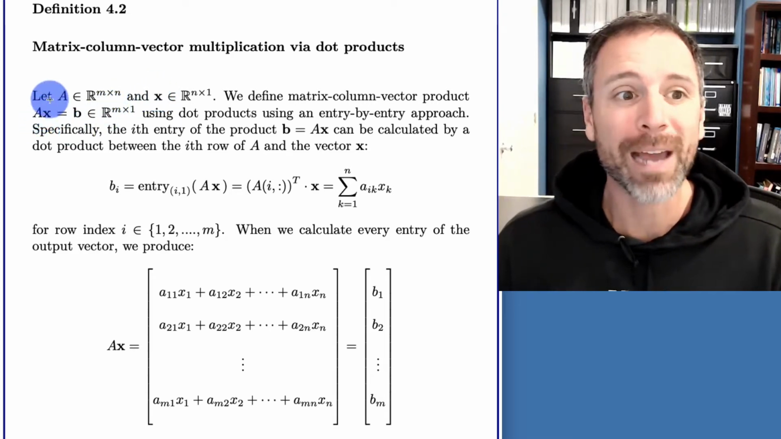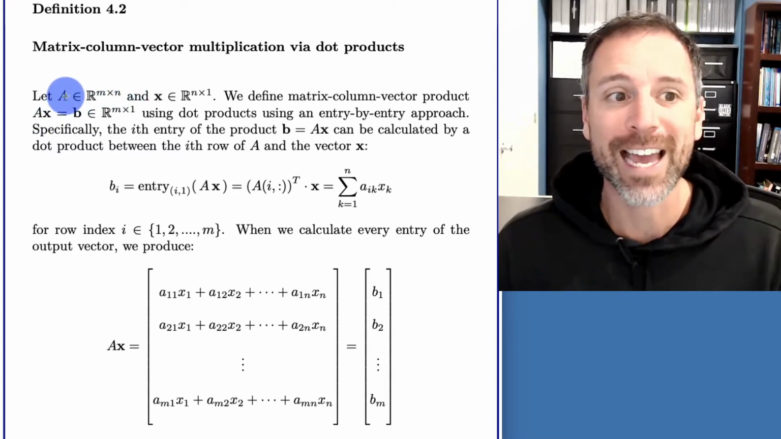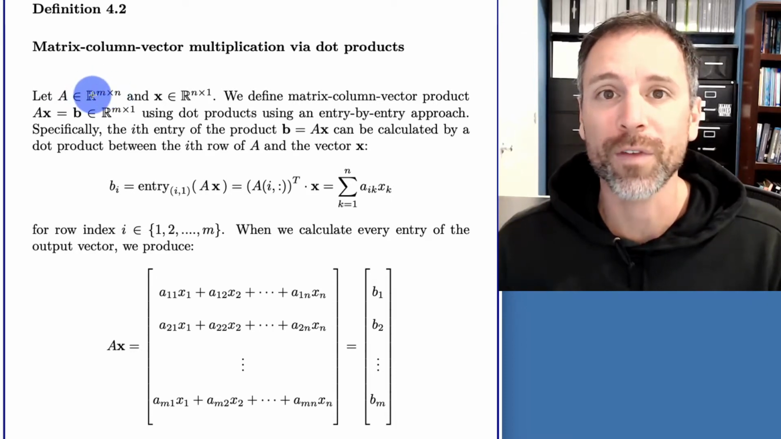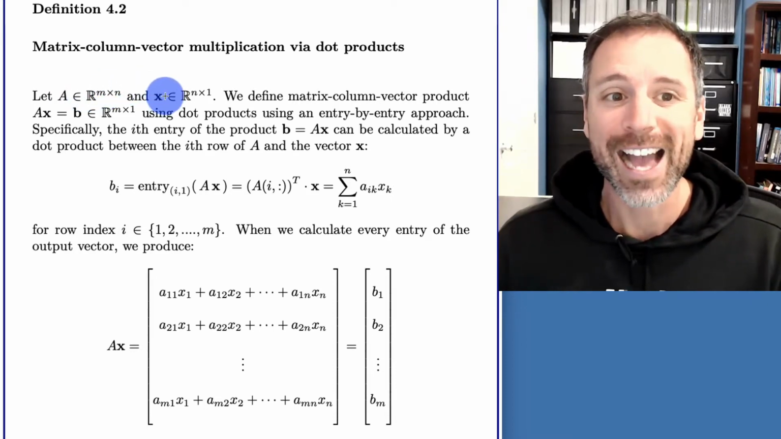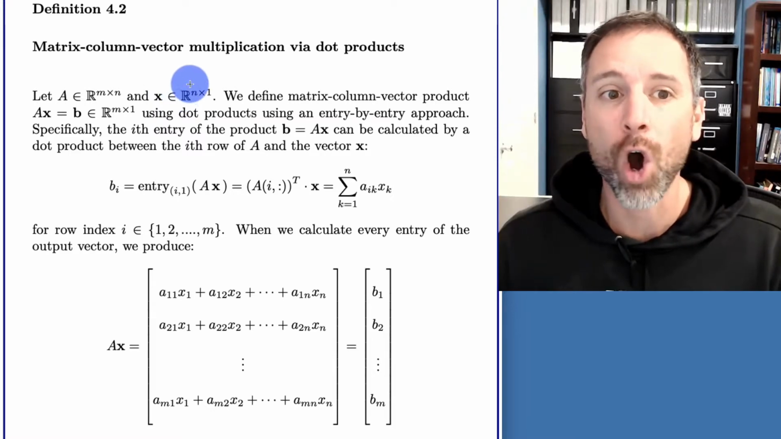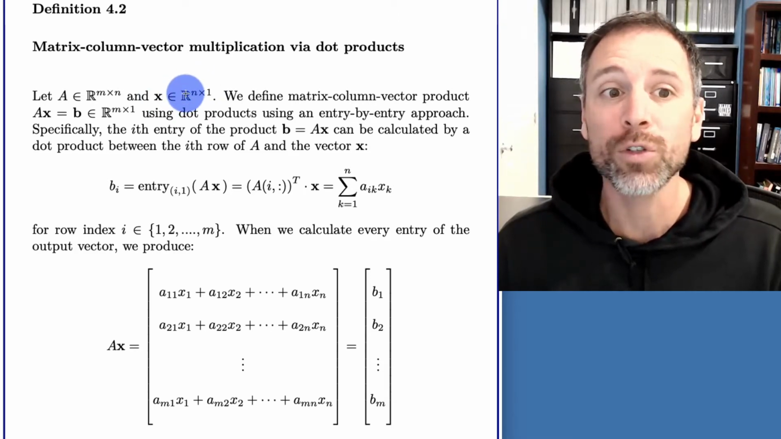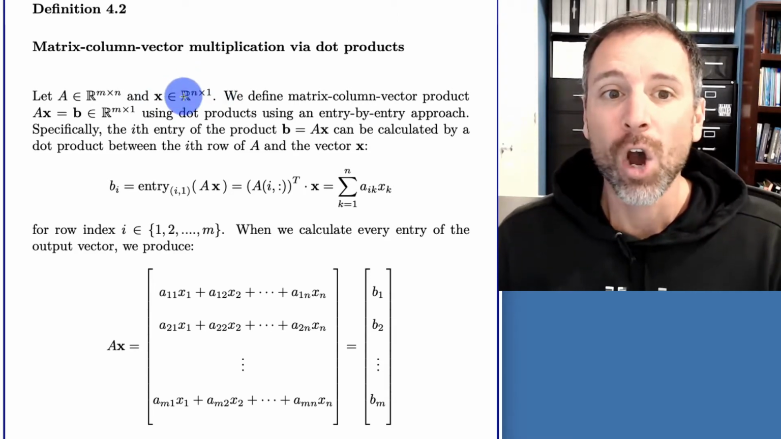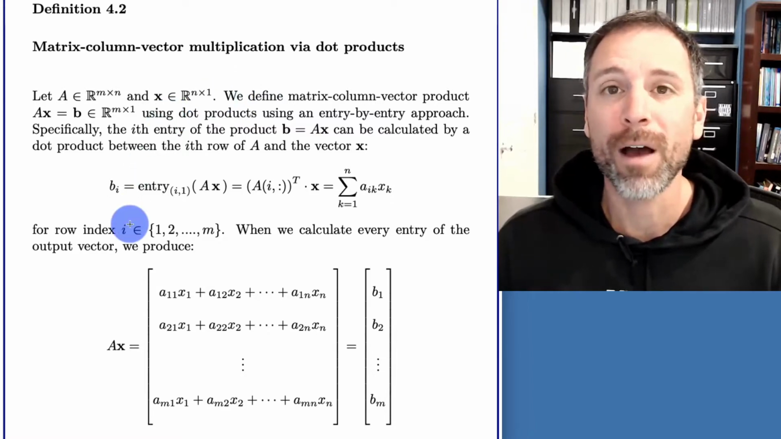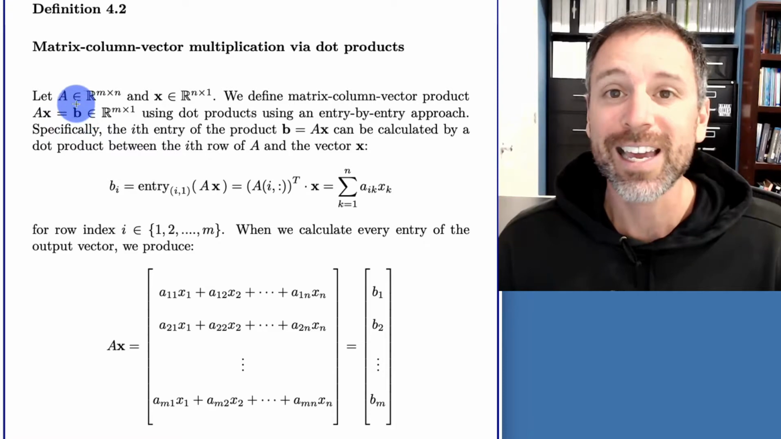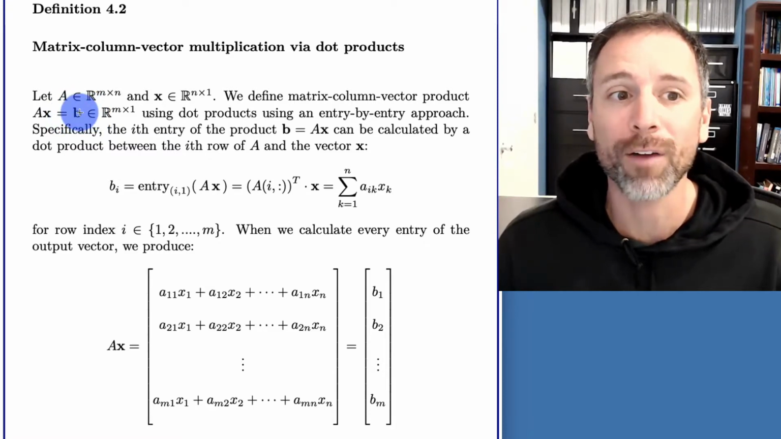We begin by letting A be an element of R^(m by n). This means A is a matrix with m rows and n columns, each of which is a real number. We also let X be an element of R^(n by 1), meaning X is a column vector with n rows and 1 column, each of whose entries is a real number. We define the matrix column vector multiplication A times X equal B. Here, B is the desired output of our product.